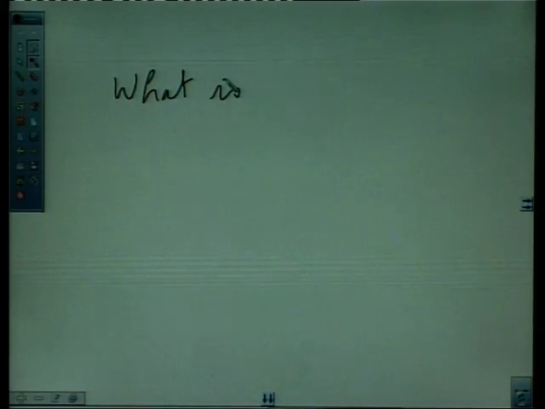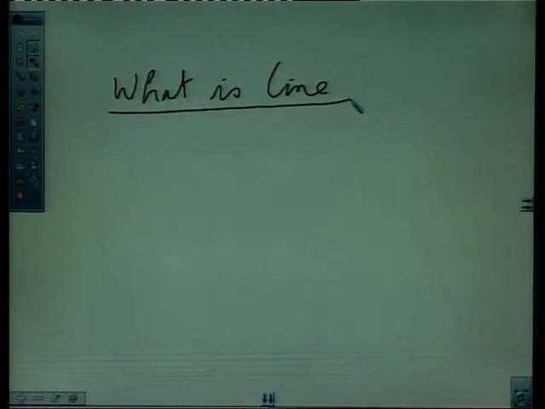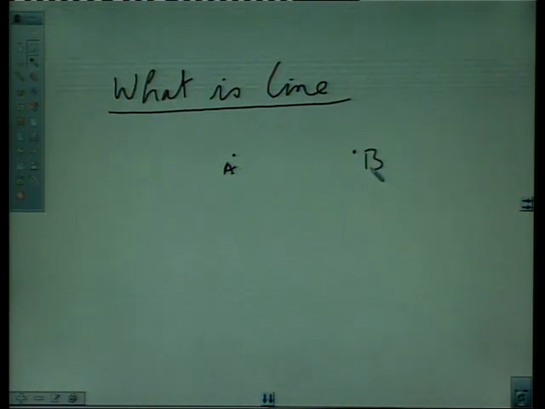First of all, you should know what line is. What is line? Line is simply joining of 2 points. Say I have a point A, and here I have a point B. If I join these 2 points, I will get a line. This is a line. So line has a starting point which is point A, and line has an ending point which is point B, and line has some length.